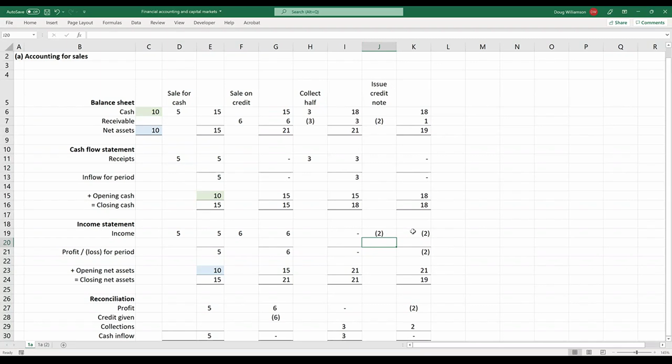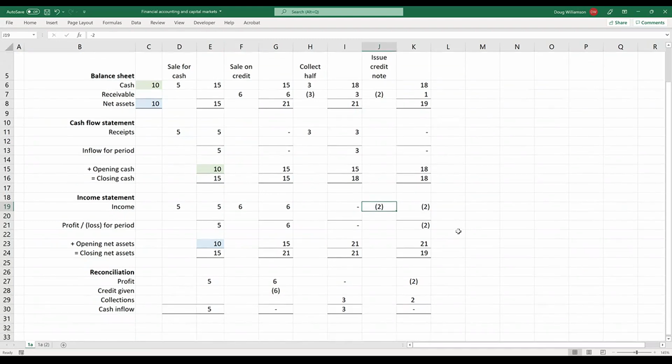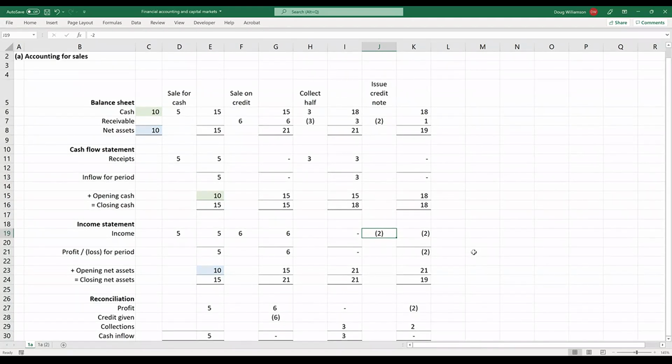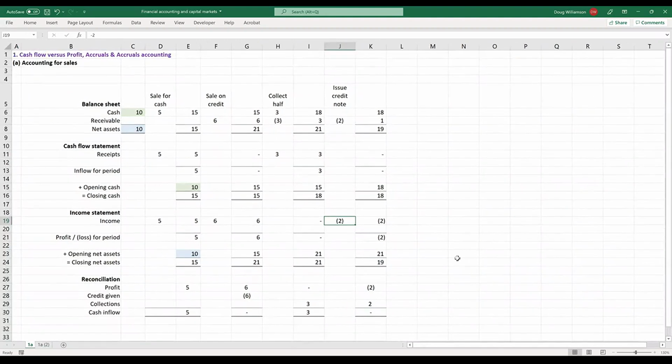So we've got negative income, we've got an adjustment. Adjustments for previous periods, we've got a loss for this period. So our net assets went down because our assets went down. And the reason our assets went down is because 2 of the sales of 6 previously booked, we've now appreciated were not sales. With hindsight, they're negative sales for this period.